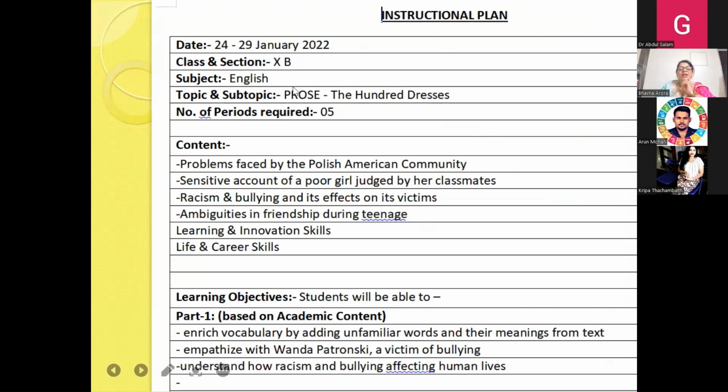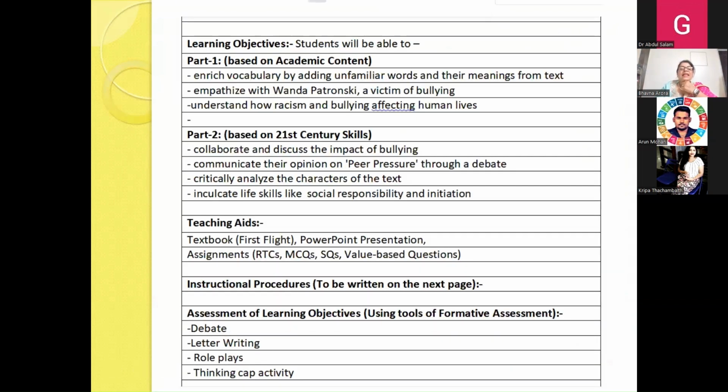Just a minute. Sample instructional plan, wherein you mention the date, class, subject, topic, number of periods, and the content required, learning objectives. So the learning objective has to be divided in two parts. One, based on academic content, like enriching vocabulary, empathizing, understanding, whatever. And then the second one, learning objective should be based on 21st century skills.